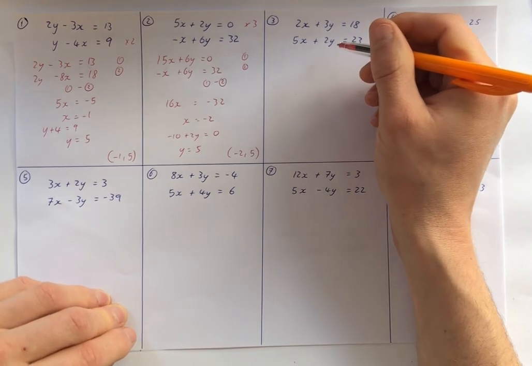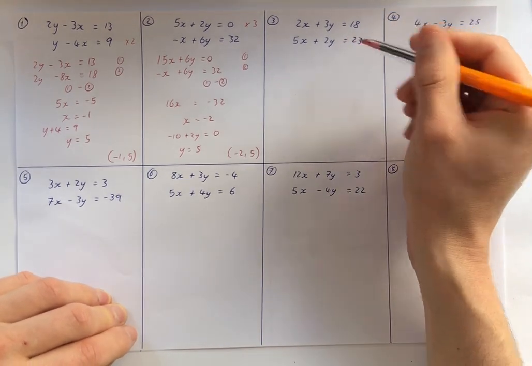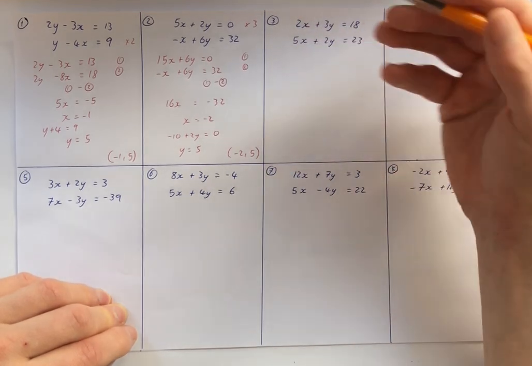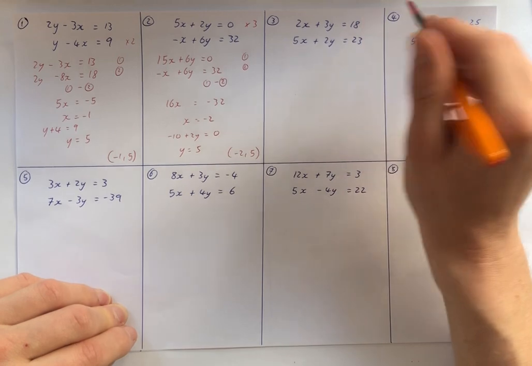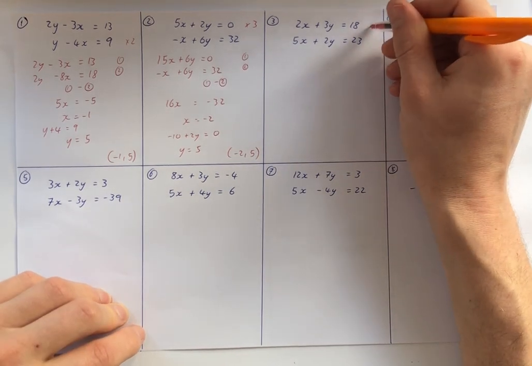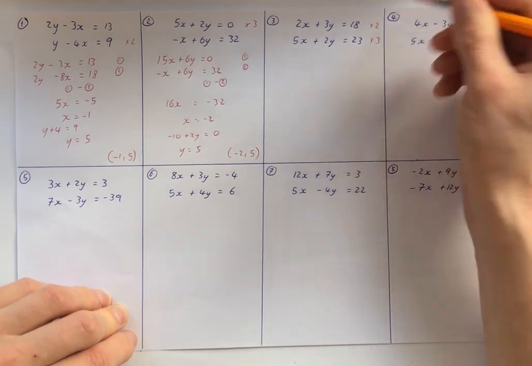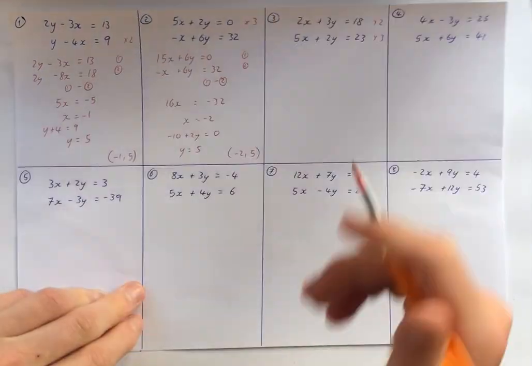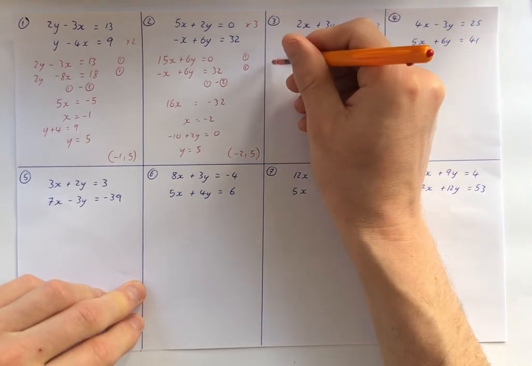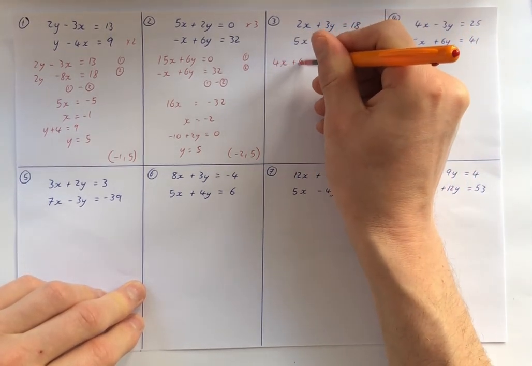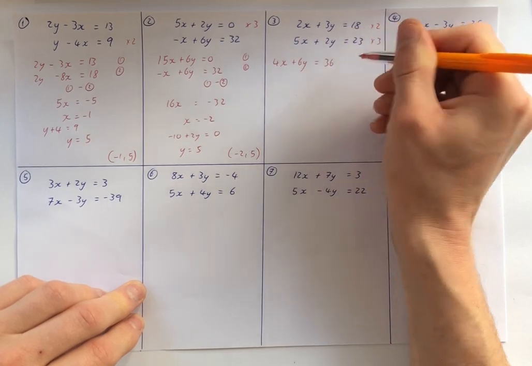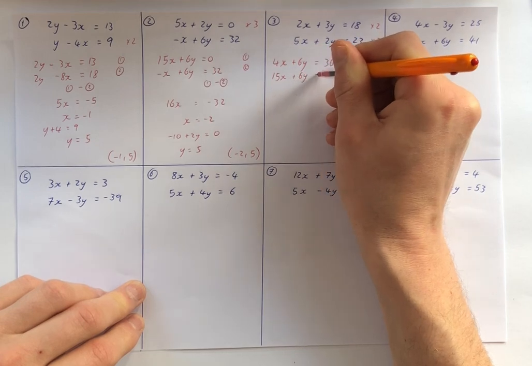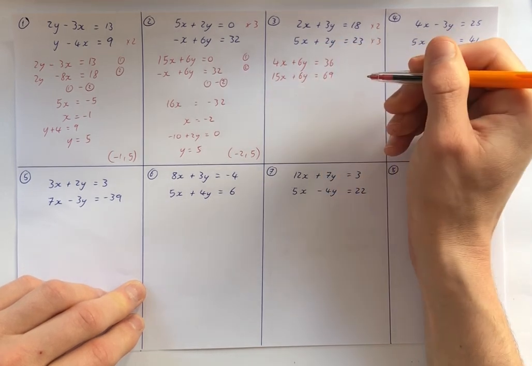Okay, question 3. Where can we adjust? Can we make 2 become 5 or 3 become 2 or vice versa? No, we're going to have to adjust both of these equations. So I'm going to multiply this first one by 2 and this one by 3. Very similar to this one here actually, making those 6's. So multiplying by 2, 4x plus 6y equals 36. Multiplying by 3, 15x plus 6y equals 69.